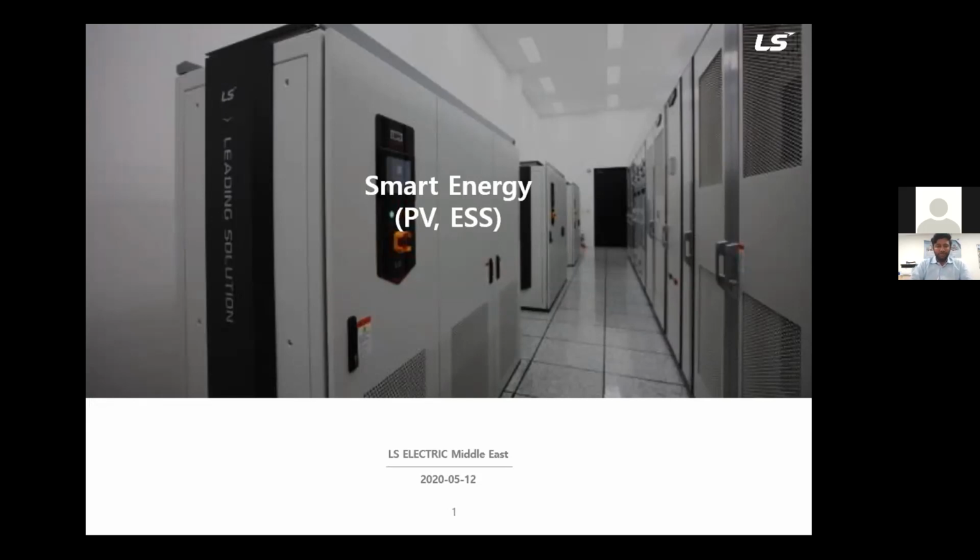Now coming to the most interesting topic and one of LS Electric's major portions, which is future-ing smart energy. It's a new business for us, and we have several products in this range. To introduce us to that range and the offerings that we can do for renewable energy, I would like to invite Henry Choi from LS Electric Middle East. Henry, you can continue.